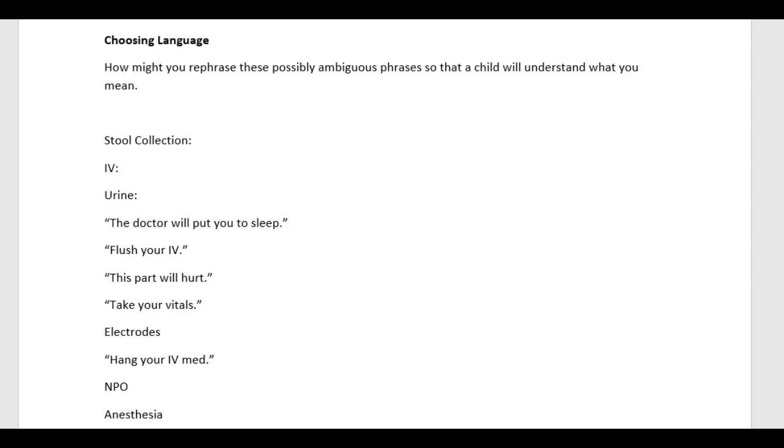And while we're talking about communication, I'm just going to throw in really quick that it's important that we think about the words we're using when talking with our pediatric patients. So I have some examples here of different terms or phrases that we might use in the clinical setting. How might you rephrase these possibly ambiguous phrases so that the child will understand what you mean? So for instance, stool collection. So most minors are not going to understand when you say stool, you're talking about BM. They probably won't know what BM is, right? They're going to use the word poop or whatever it is that they use at home.